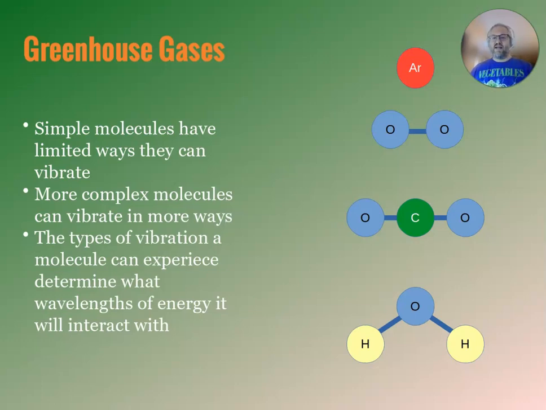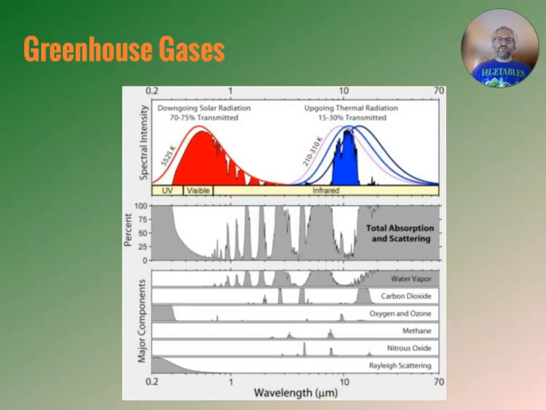and so it can interact with more wavelengths of electromagnetic radiation, and so it's going to be able to absorb those forms of radiation and then re-radiate them back out. So the more complex a molecule is, generally, the more wavelengths of electromagnetic radiation it can interact with, and so the more potential it has to act as a greenhouse gas. So we can see that on this chart here.